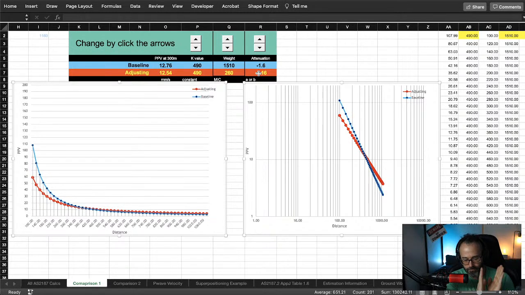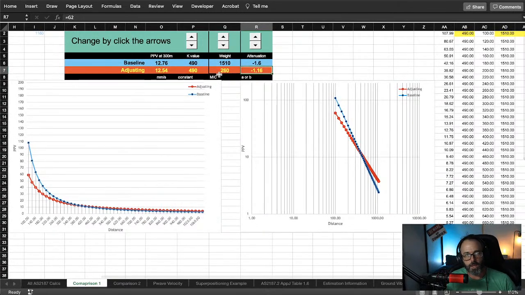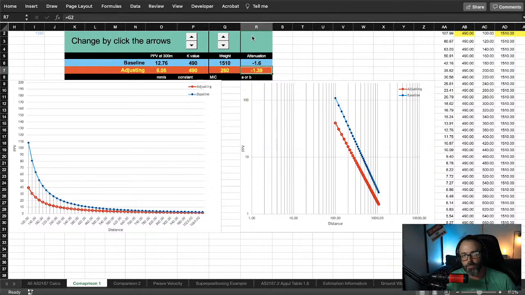Sorry, I got that wrong. The signal is attenuating differently on this red value, and we can see here that we get 12.54 and 12.76 at 300. But the only thing that's different is this attenuation value. And as you change this value, you can either straighten out the line, so as we get a much larger difference, because our weights are completely different.